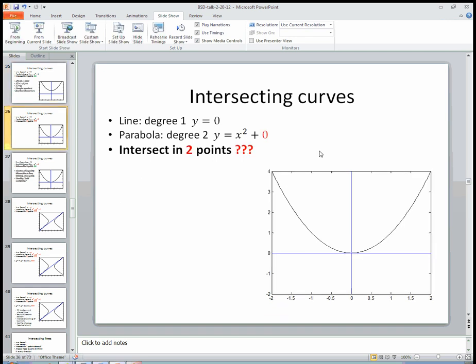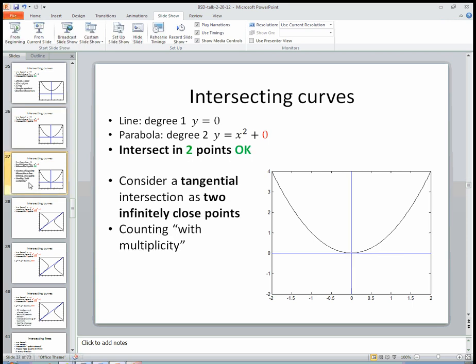Now, let's push this further. You might have already thought about this with the circle and the line, and thought about tangency. Suppose I just look at y equals x squared plus 0, just y equals x squared. That is this parabola. This is the utterly standard parabola. If you remember any non-line graph from high school, it's likely to be this one, y equals x squared. That does intersect the x-axis, but at only one point. That doesn't look like 2 points. Well, turns out if we consider a tangential intersection as essentially two infinitely close points, or what's called counting with multiplicity, then we can rescue it.